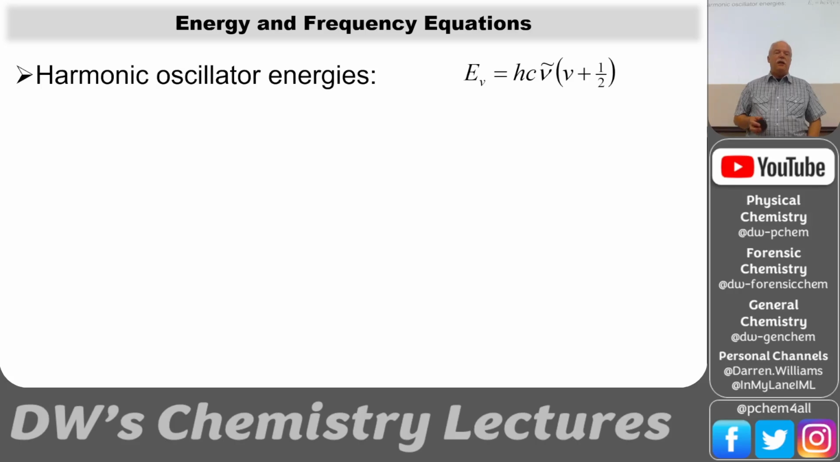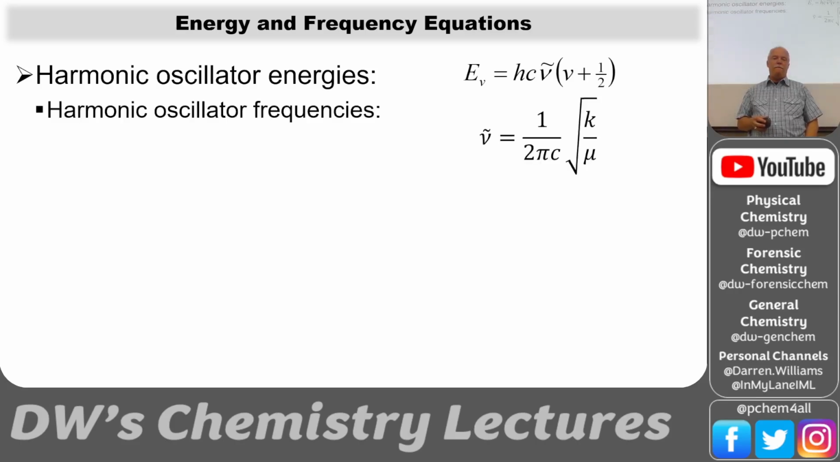So here's our harmonic oscillator energy function. You can see v is the quantum number, and nu with the tilde, that's the vibrational frequency. That little tilde means it's a vibrational frequency in wave numbers. Yeah, v inside the brackets is the quantum number.